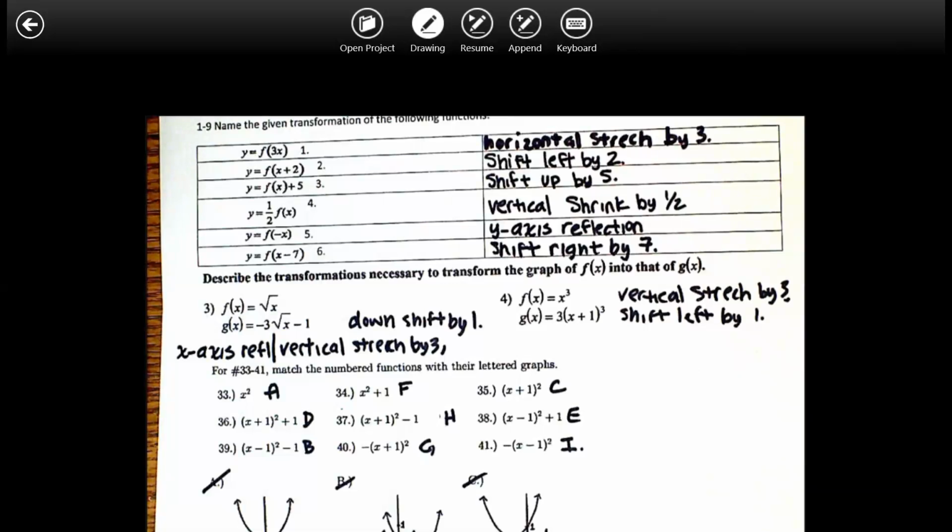Yes. When the negative's on the outside, it reflects over x. And then on the inside, like number 5, since it's on the inside, it's going to be on the y. Absolutely. Questions at all? Going once? The reflection will be negative and then it's positive. It's the same. If you're looking at number 4, this is just a vertical shrink by a half. If there was a negative half, it would be a reflection and a vertical shrink.